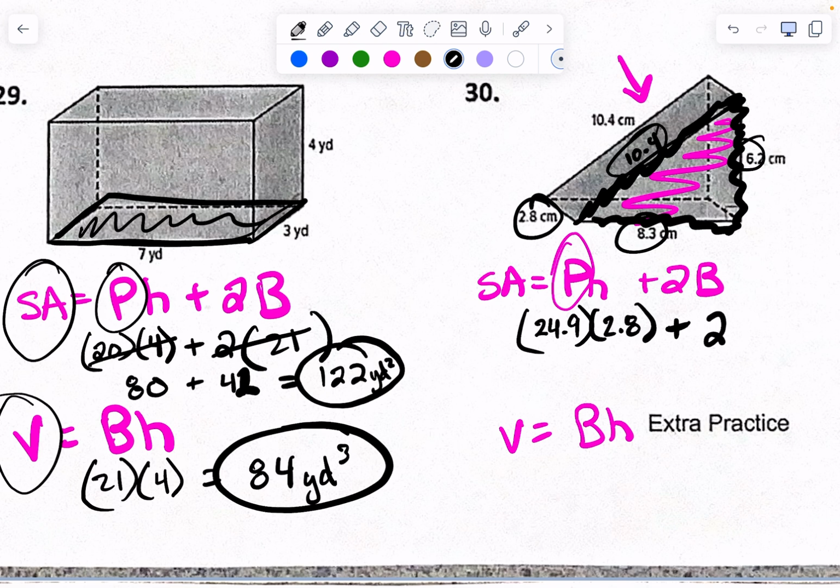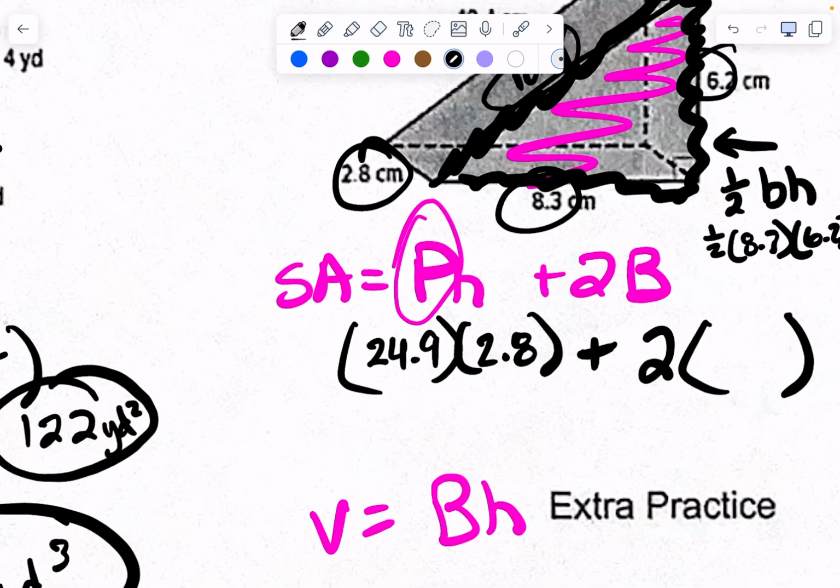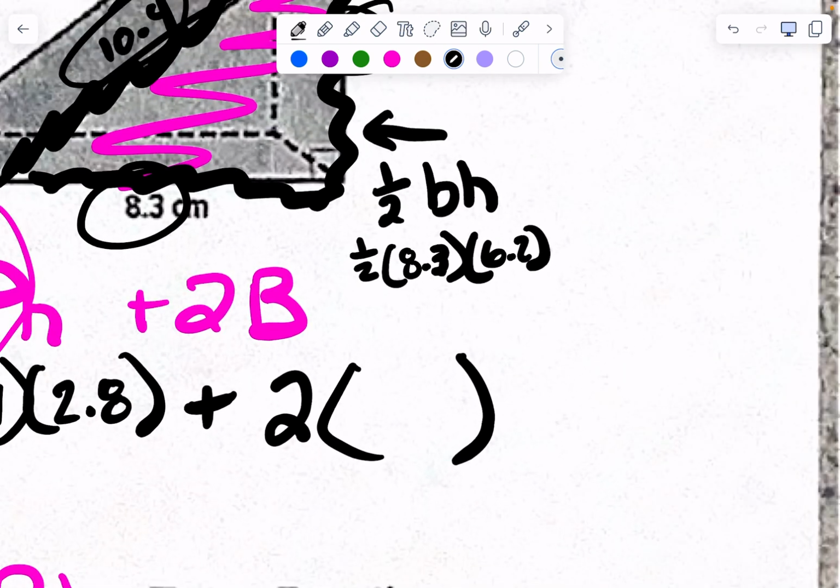Okay, and then 2 capital B. Capital B is the area of the base. What shape is the base? A triangle. So I need to find the area of this triangle, which is 1/2 base times height, right? What's the base of that thing? 8.3. The height is 6.2. Now, if I were to do this, I like to do whatever I can in my head. I can't take half of 8.3 very nicely, but I can take a half of 6.2. That's 3.1. So now I'm only going to take 3.1 times 8.3, and that is something.